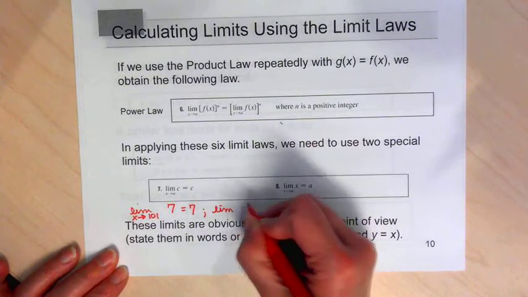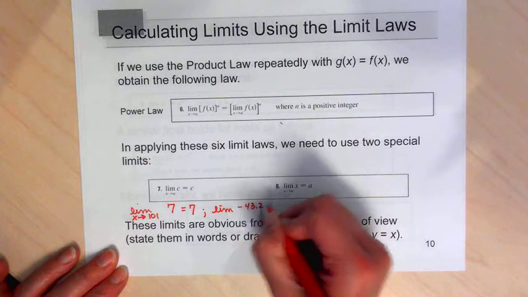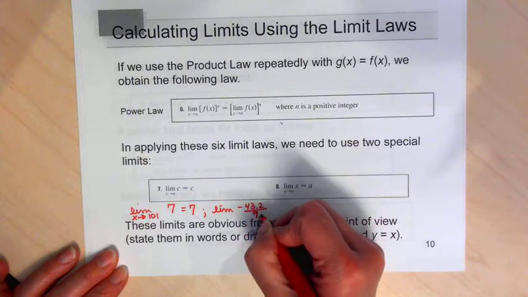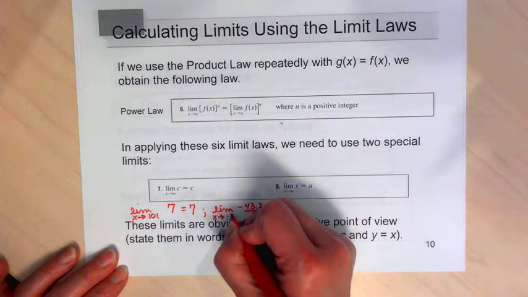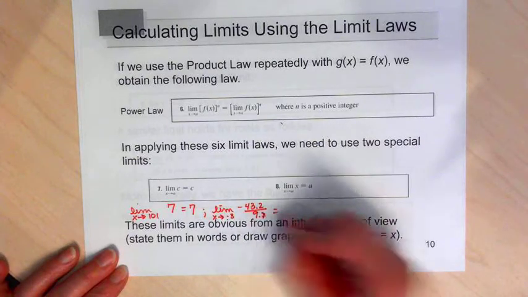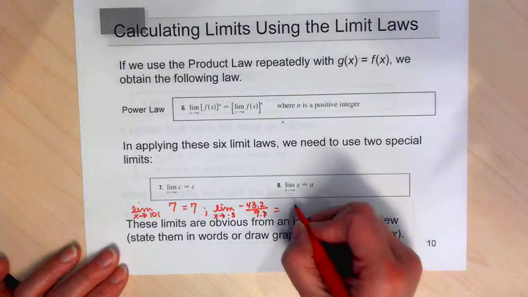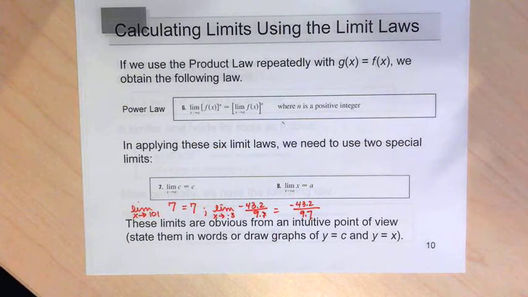The limit of negative 43.2 divided by 9.7, as x approaches anything, say negative 3, is equal to that constant, negative 43.2 divided by 9.7, and so on. So the limit of any constant is equivalent to that constant.